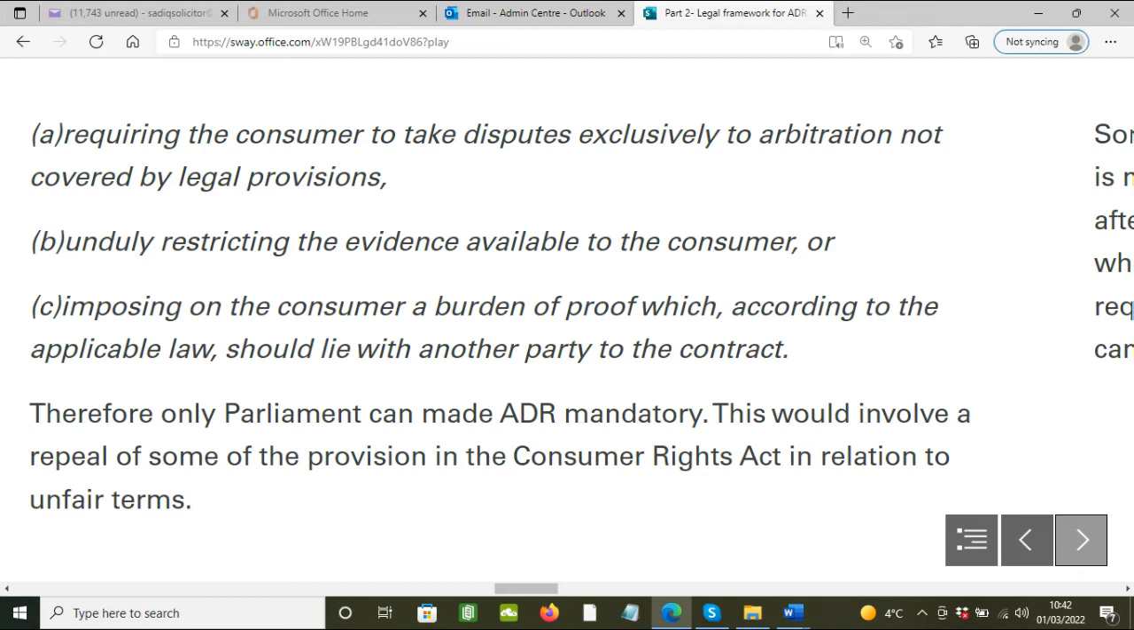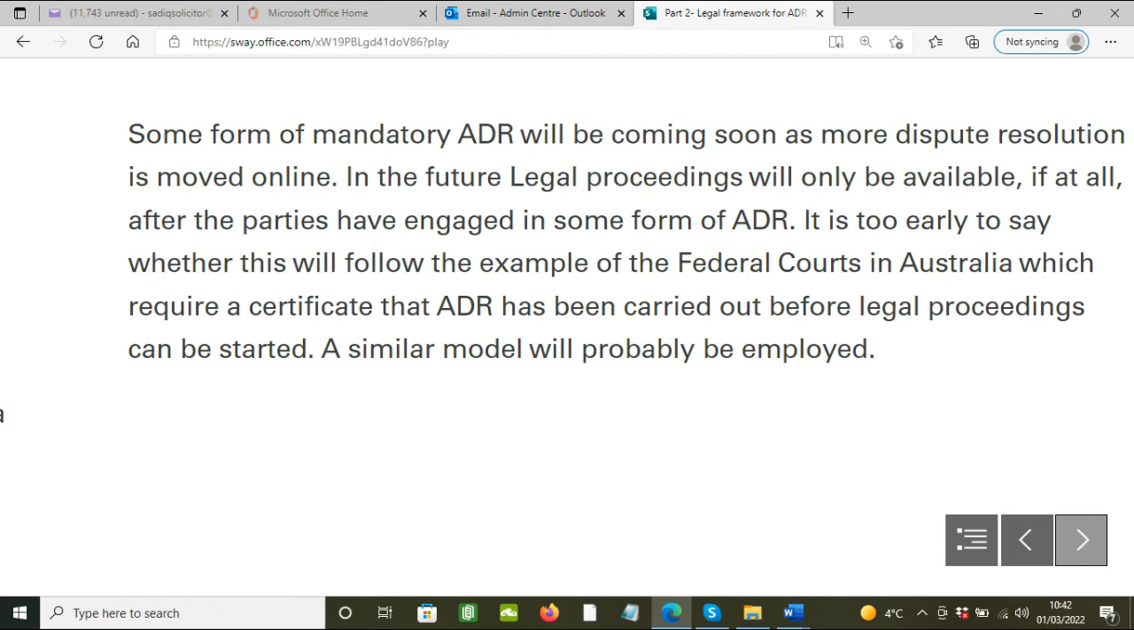Therefore, only Parliament can make ADR mandatory. This would involve a repeal of some of the provisions contained in the Consumer Rights Act in relation to unfair terms. Having said that, some form of mandatory ADR will be coming soon as dispute resolution is moved online.